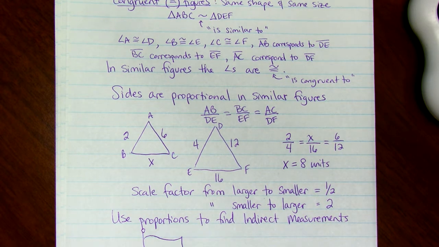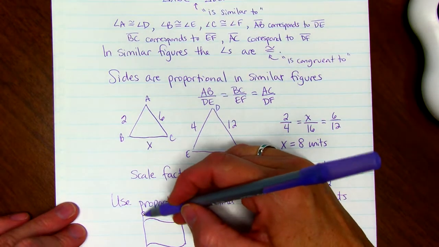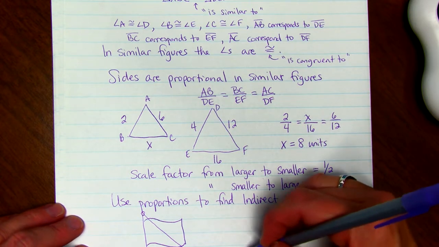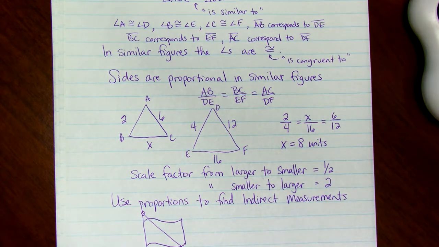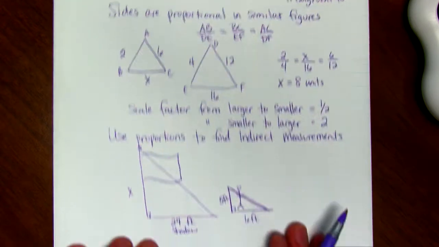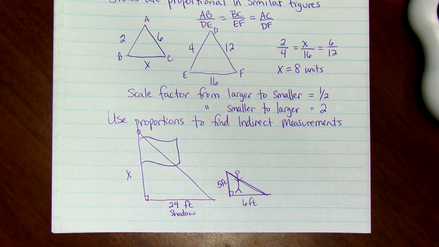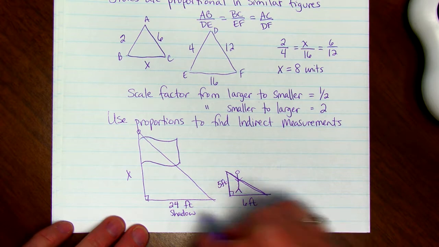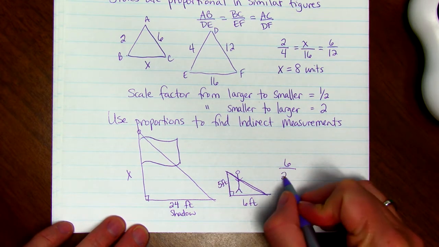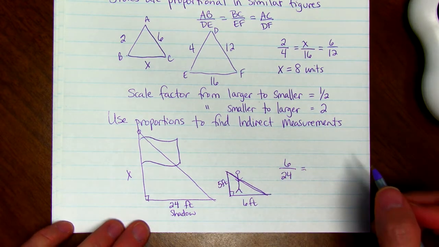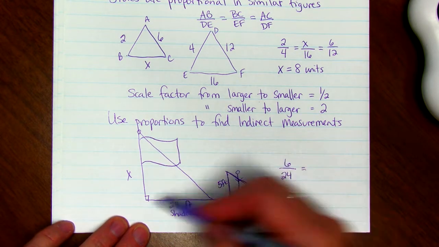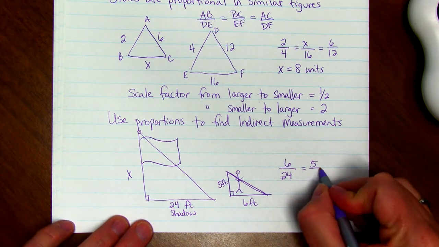This actually forms, with the shadow made by the sun, similar right triangles. So we can form a proportion where we take the shadow lengths and make a fraction, so 6 out of 24 equals, and then we take the height of the person and of the flagpole, which is 5 to x.